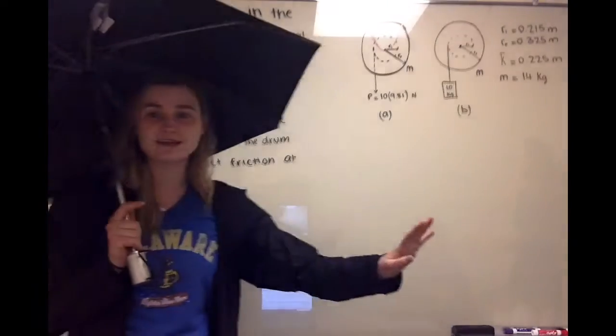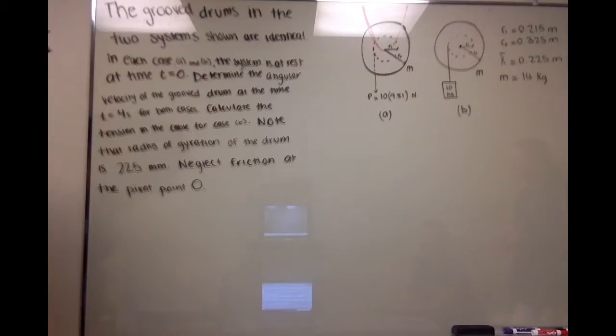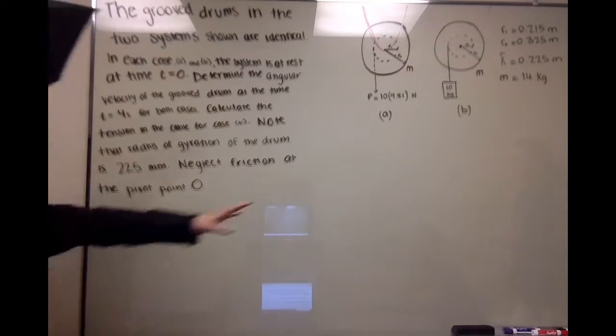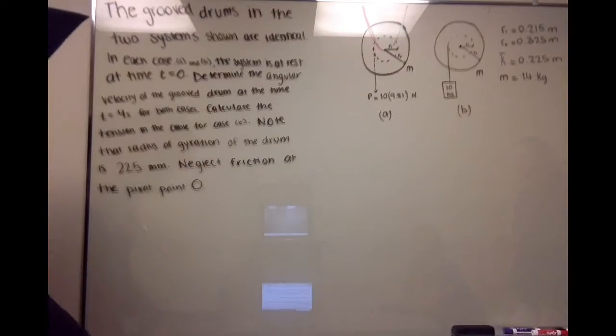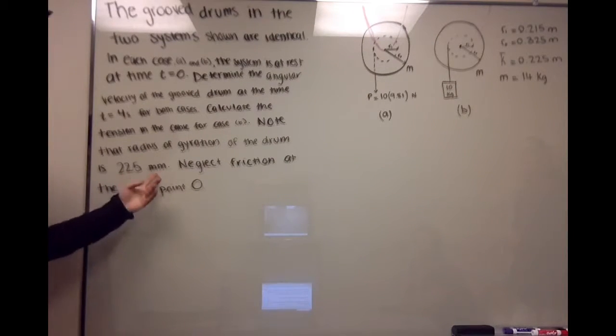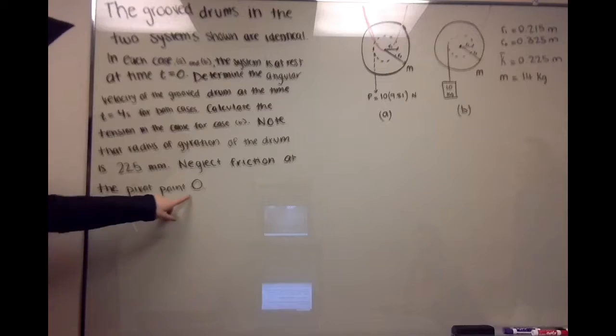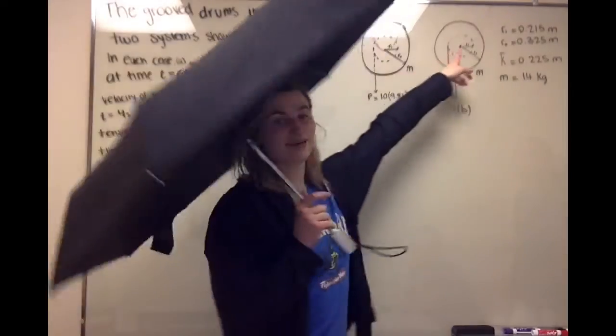But we must neglect any velocity that might be coming from the rain, of course. Calculate the tension in the cable for case B, but only for case B. Note that the radius of gyration of the drum is 225 millimeters, but neglect the friction at the pivot point O, which is here and here in both cases.